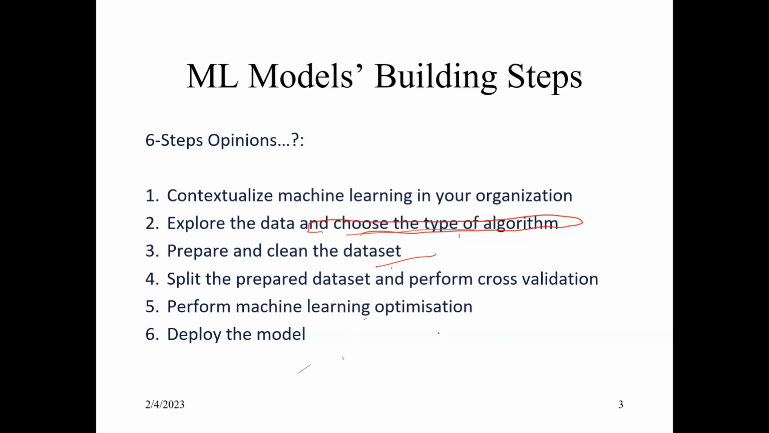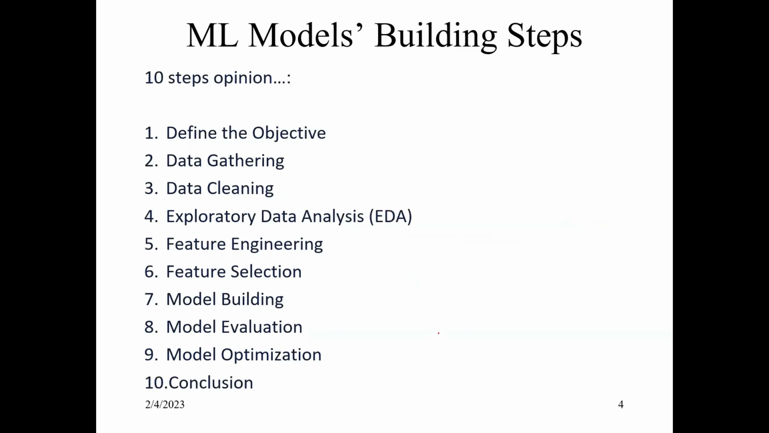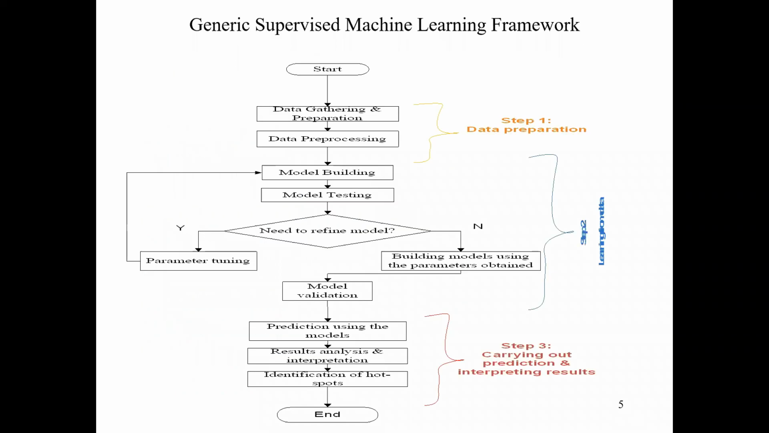This is one opinion. Another opinion says that, okay, there are 10 steps in machine learning building blocks. Define the objectives, gather the data, clean the data, do what we call EDA, the exploratory data analysis, which is like doing statistical analysis of the data, feature engineering, feature selection, model building, model evaluation, then optimization and conclusion. Is it just a single flow line like this, or how should it be? Some people just put it in their flow chart.